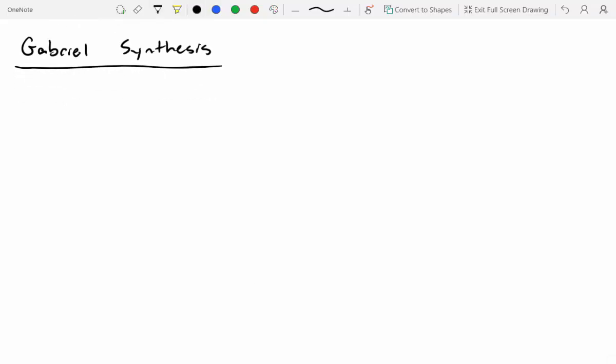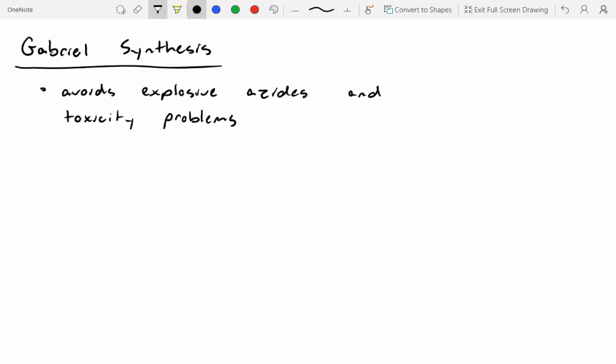So the main advantage to the Gabriel synthesis is it avoids explosive azides and toxicity problems. So let's take a look at the overall reaction.